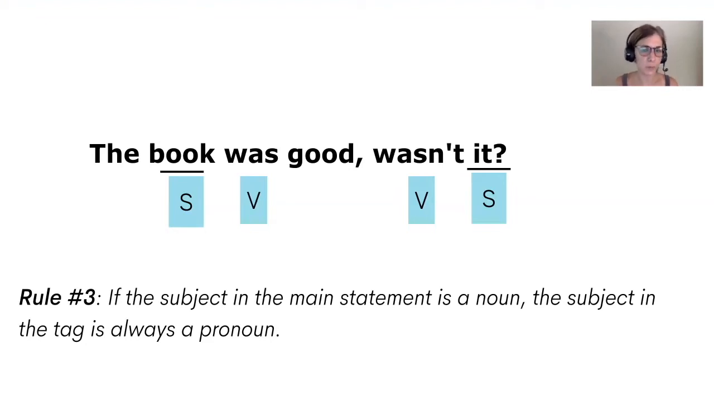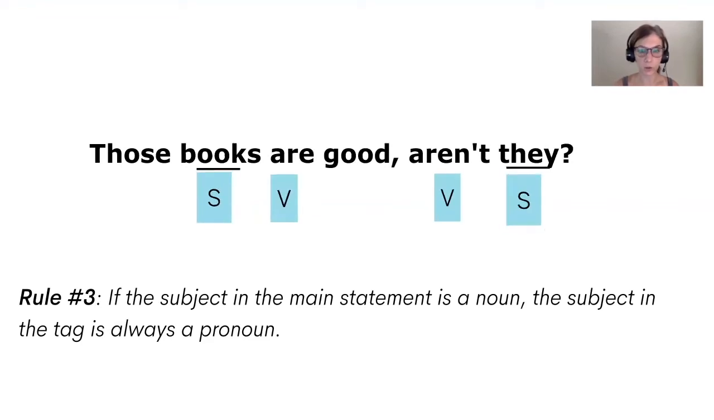And this can work for proper nouns as well. If you said to somebody, Paris is beautiful, isn't it? You need to say it there. You could not repeat Paris. Paris is beautiful, isn't Paris? It sounds very strange. So we would use it. And this works whether or not the subject is plural or singular. So if I change the first statement to those books are good, aren't they? They is the corresponding pronoun. We're not going to repeat those books. We need to replace it with the corresponding pronoun.